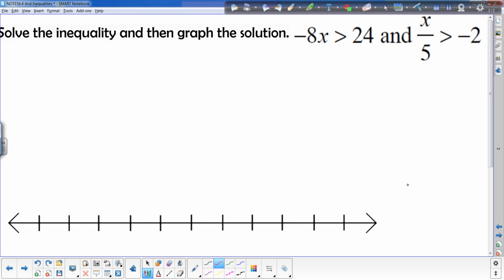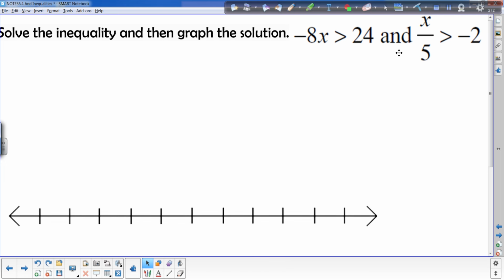Solving the inequality and graphing. Okay? To solve it, it's two different inequalities. Just focus on this one first. Okay, and I'll do it in blue. It says negative 8x is greater than 24. The way I get rid of a negative 8 is by dividing by negative 8. But because I divided by a negative, what do I have to do? Flip the inequality.